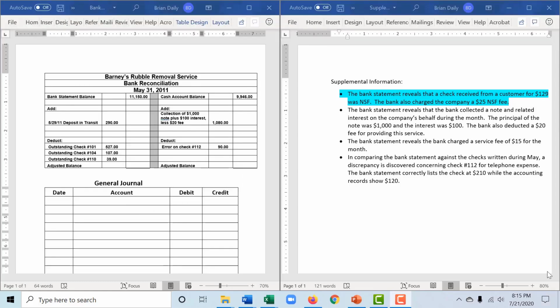When the company deposited the NSF check it had received from its customer, the company would have assumed that the check was good and that those funds would be placed in its checking account. Therefore, the existing cash account balance listed on the report includes the $129 check that was deposited by the company. Since the company never got this money, and since the bank also charged a fee, we need to deduct a total of $154 from the cash account balance on the report.